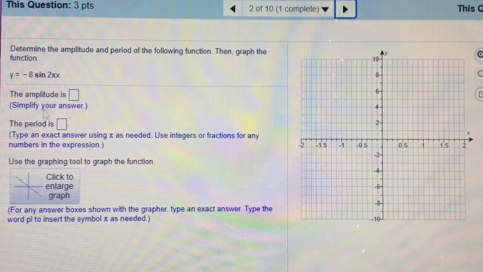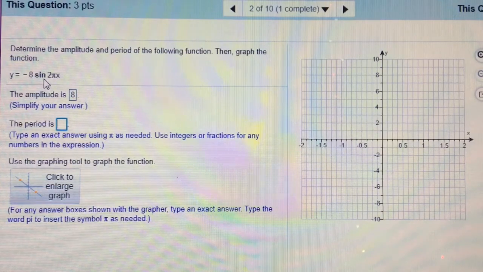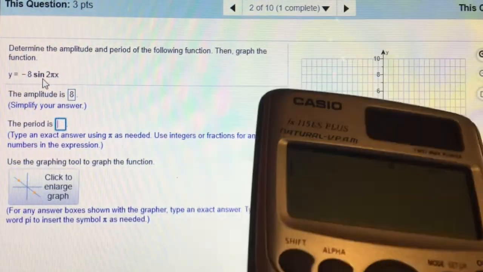-8 sine 2 pi x. The amplitude is going to be 8. The period is 2 pi divided by that number there, 2 pi. So I'm going to do 2 pi divided by 2 pi. You can do it in your calculator if you want. Type it in, 2 pi divided by 2 pi.